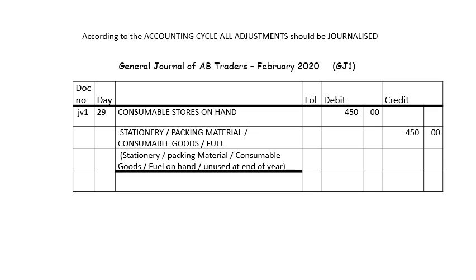Right. Remember that also according to the accounting cycle, all adjustments should be journalized. You just saw in the previous slide that we are going to debit consumable stores on hand and we are going to credit the expense account. Your adjustment will be whatever the expense on hand or unused at the end of the year.